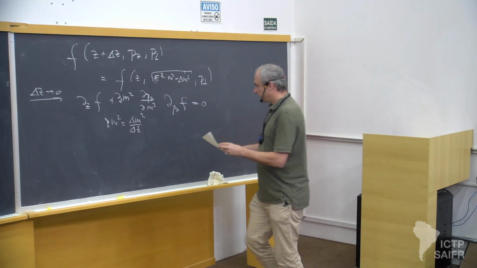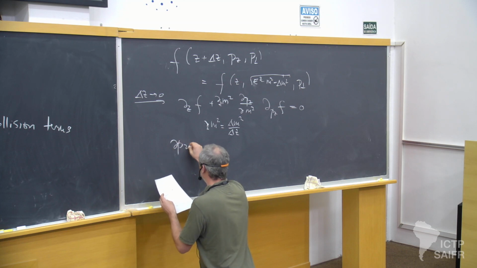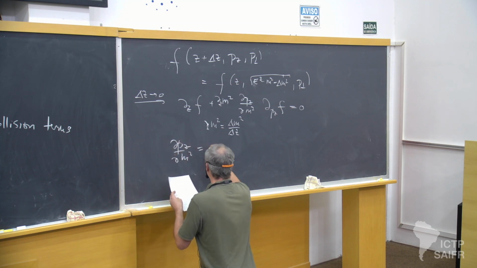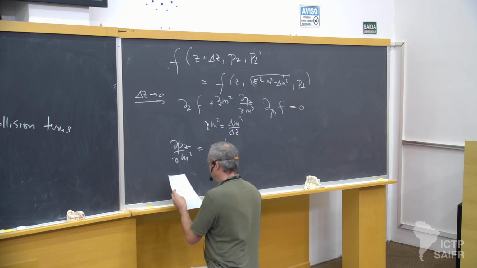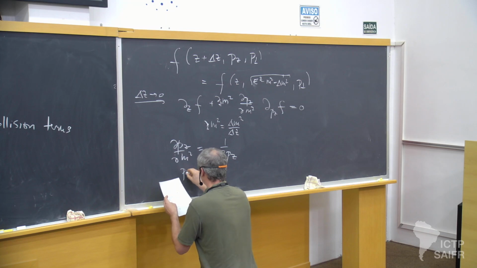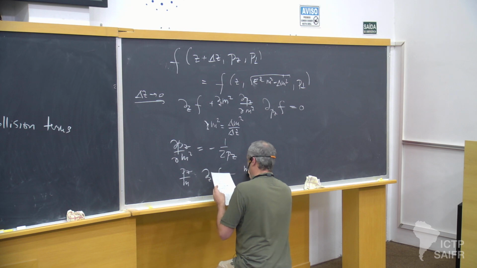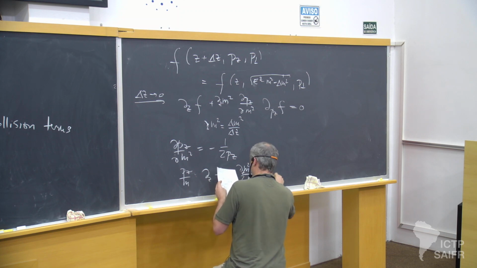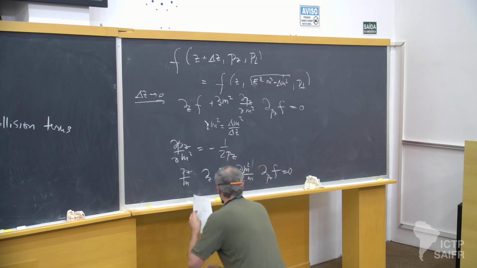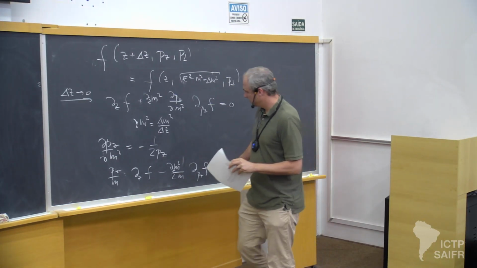Now this almost looks like a Boltzmann equation. We just need two more things. The first one is that dPz over dm squared is minus 1 over 2 Pz. Right? And then we multiply by Pz, and what we get is that Pz over m times the z derivative of f minus the z derivative of m squared over 2m times the Pz derivative of f is equal to 0. Okay? And here we can now see that this really has the form of a Boltzmann equation.